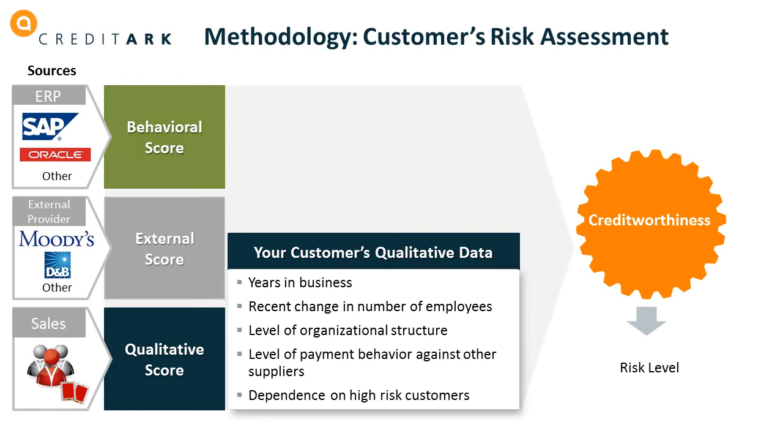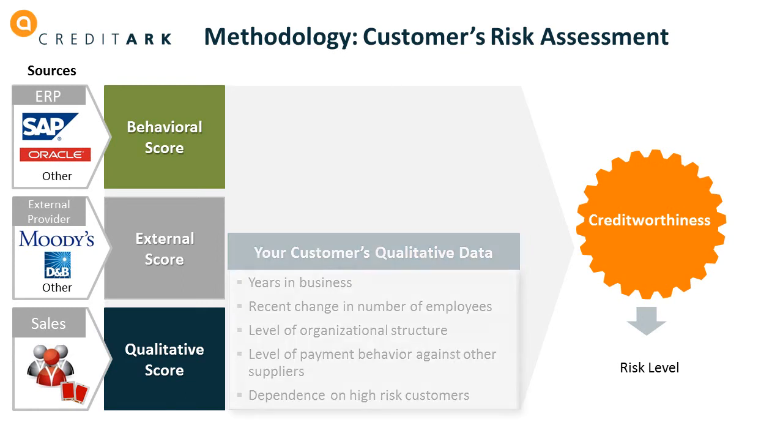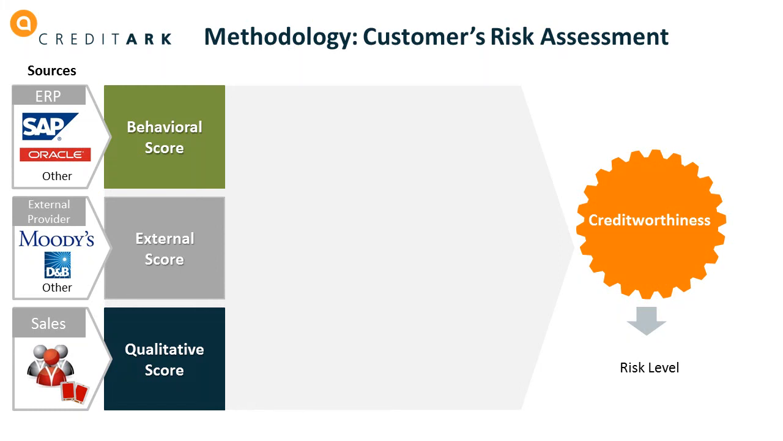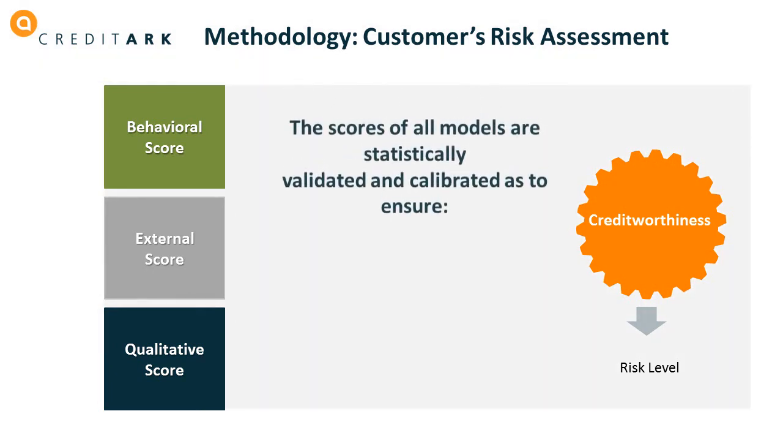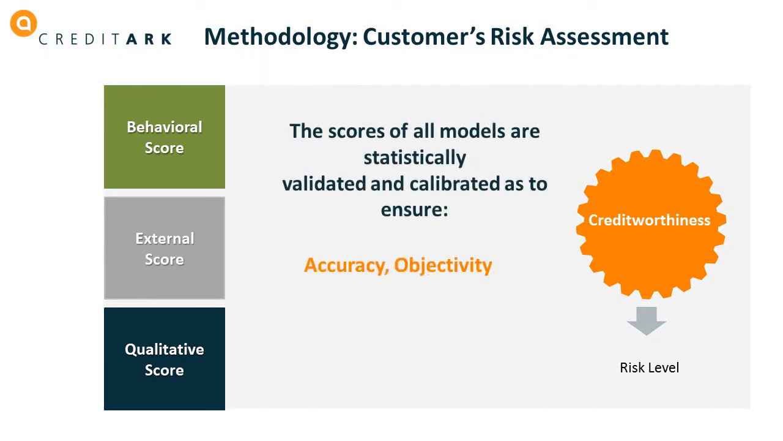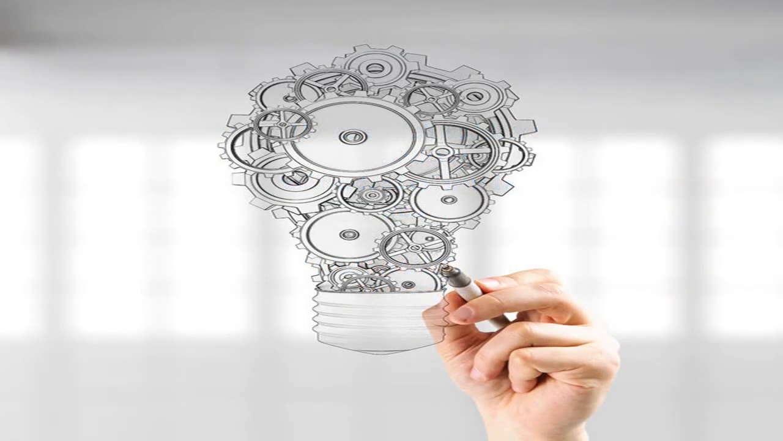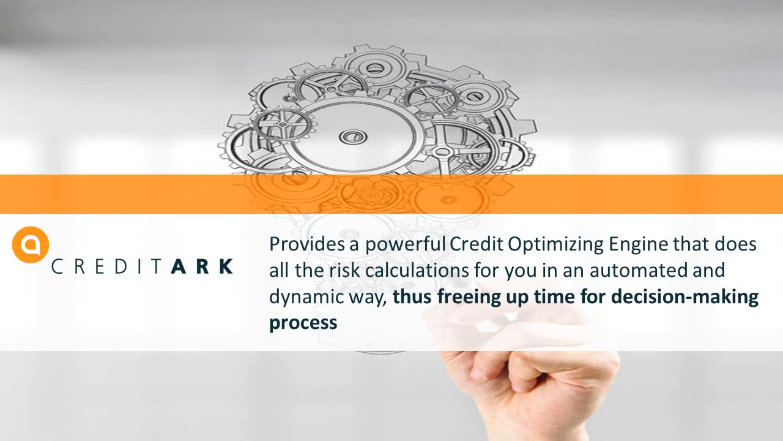They provide information through a closed-end questionnaire and not as a free text answer, as to ensure uniformity and avoid bias or manipulation. The scores of all models are statistically validated and calibrated as to ensure accuracy, objectivity, and transparency. CREDITARK's methodology provides a powerful credit optimizing engine that does all the risk calculations for you in an automated and dynamic way, thus freeing up time for the decision-making process.